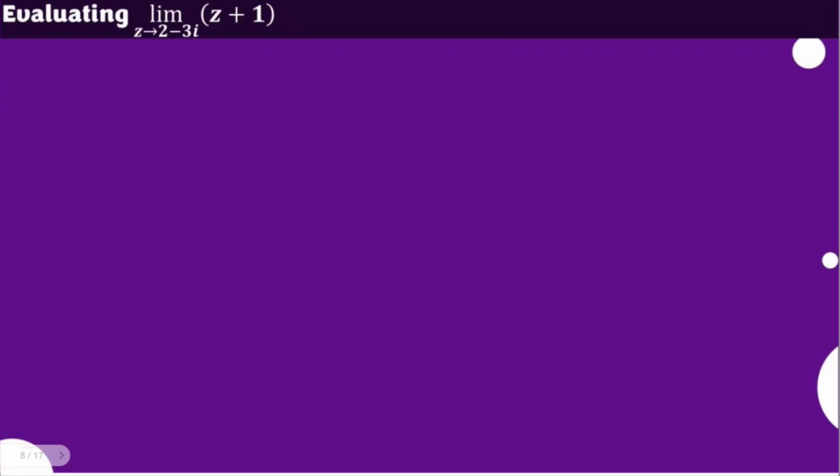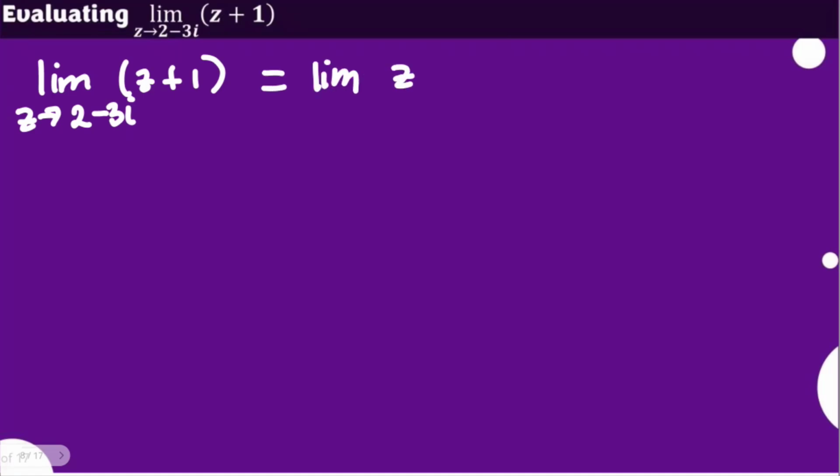Of course, we have here the limit of your complex function z+1 as z approaches 2 minus 3i. Using the first limit theorem on addition, this is just equivalent to the limit of your z as z approaches 2 minus 3i plus the limit of your constant 1 as z approaches 2 minus 3i. Okay? So that's the application of the limit theorem we have previously discussed.